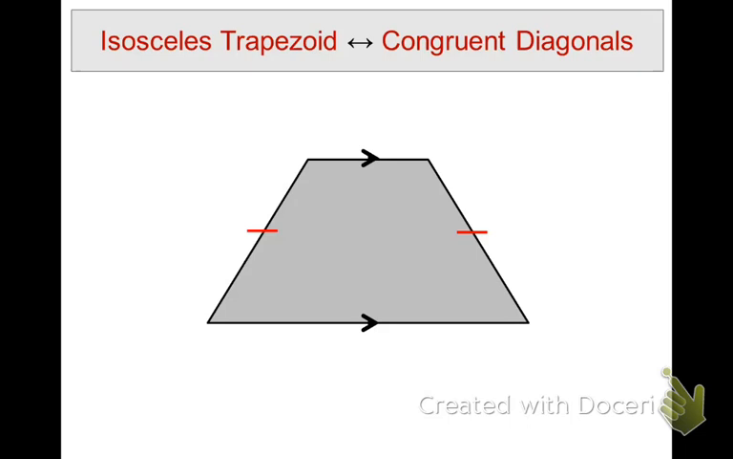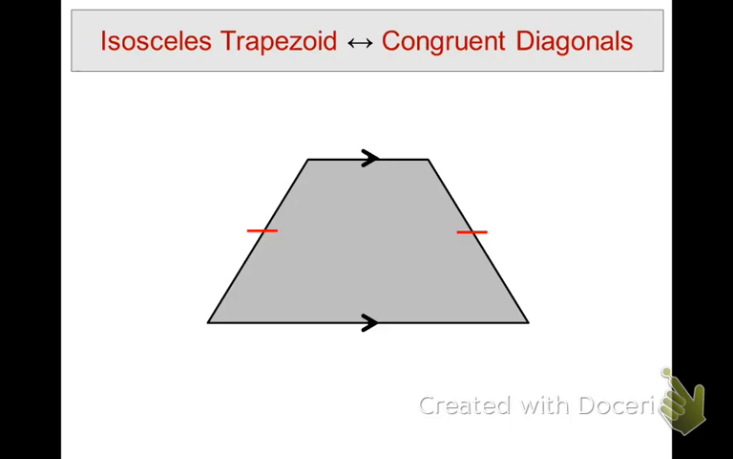Okay, an isosceles trapezoid also is going to have congruent diagonals. What other quadrilateral has congruent diagonals that we've talked about before? A rectangle. Very good. So a rectangle also has congruent diagonals. The way you decipher between the two is a parallelogram with congruent diagonals is going to be the rectangle. A non-parallelogram with congruent diagonals is going to be your isosceles trapezoid.